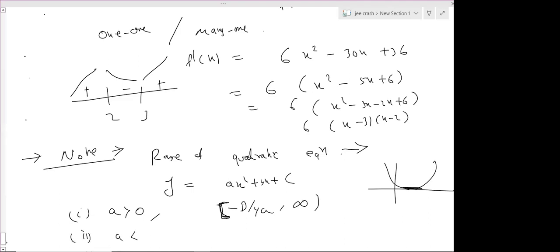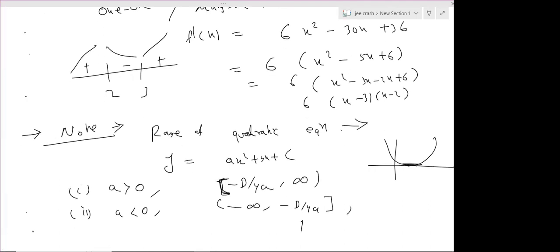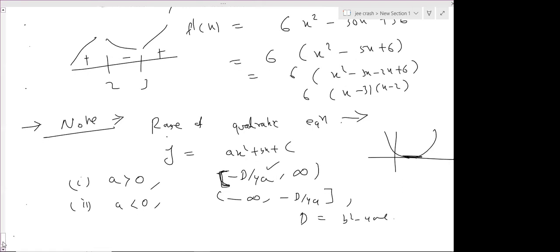If a is negative, then what happens? Minus infinite to minus D upon 4a, and this is included. All right, D is the discriminant. So if you have to ever calculate the range of quadratic equation, just do this. You'll get the answer. After noting this, try to solve this question.